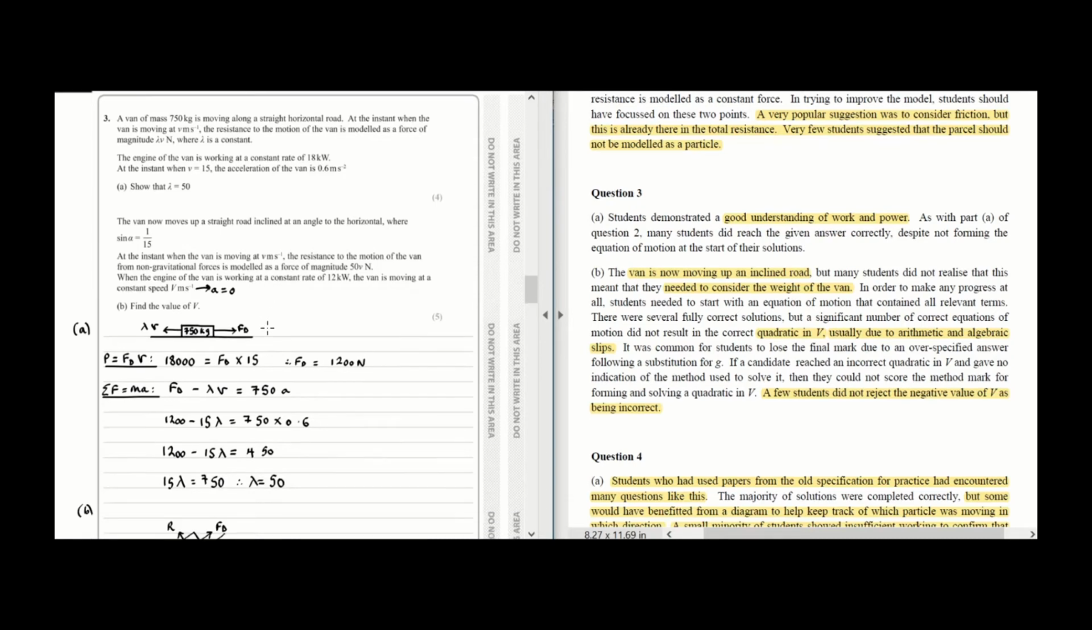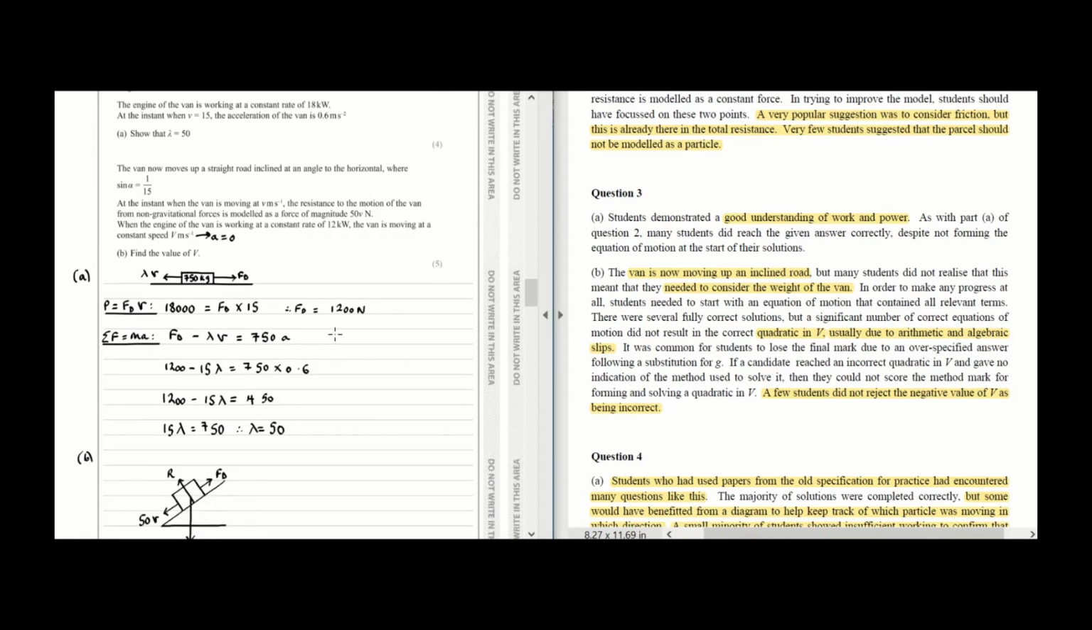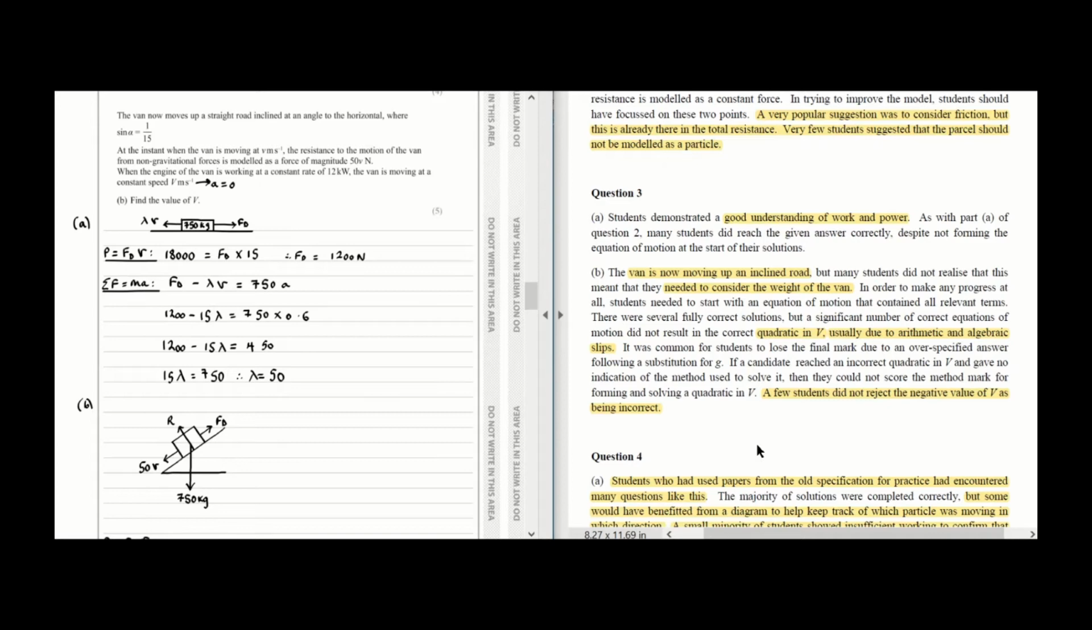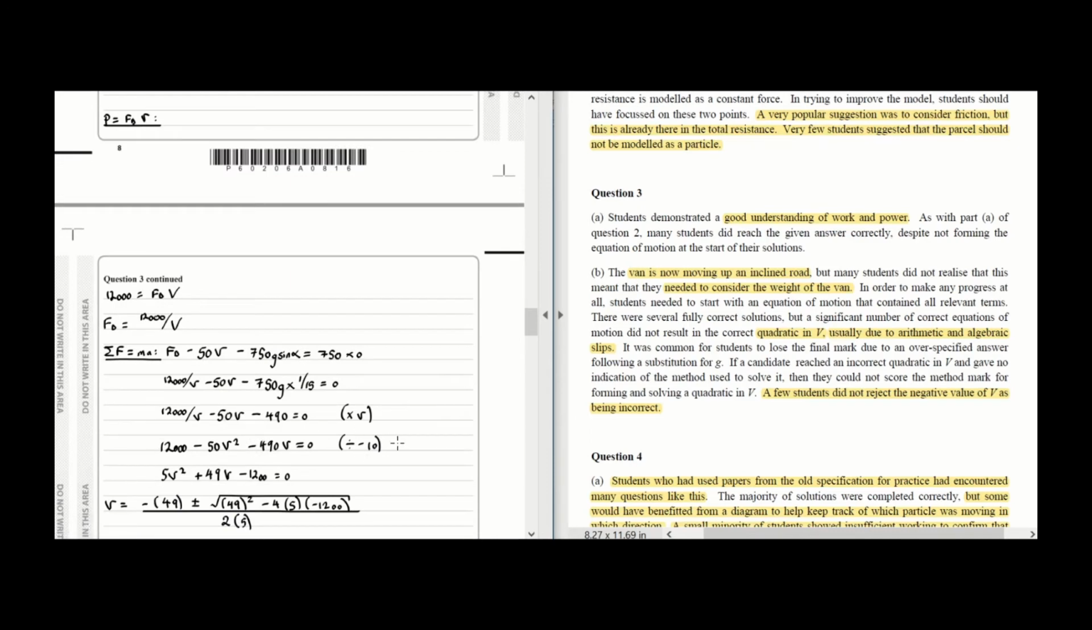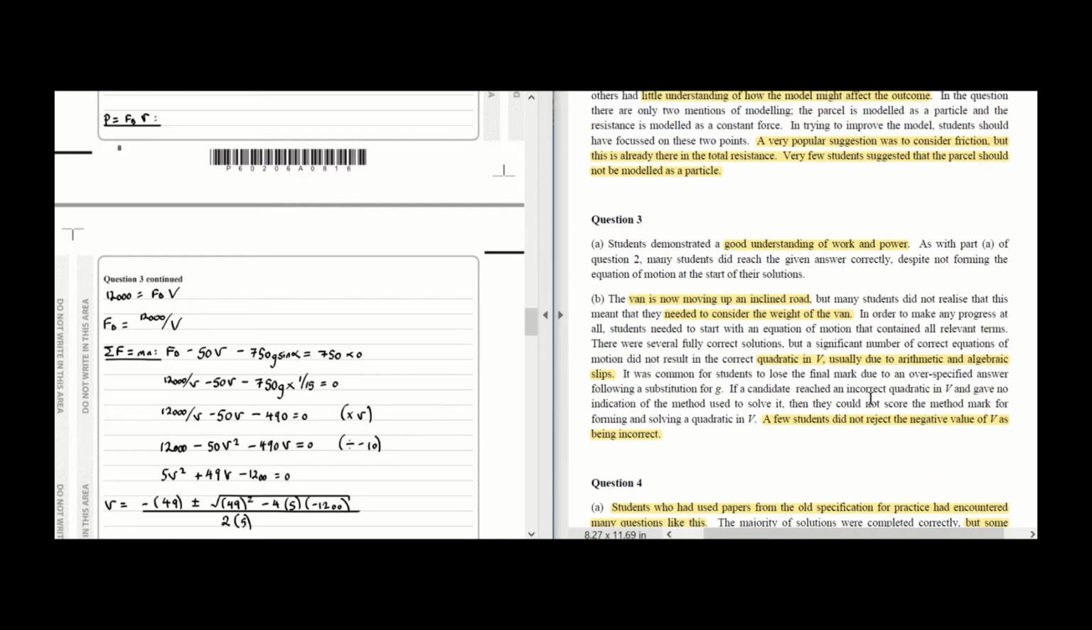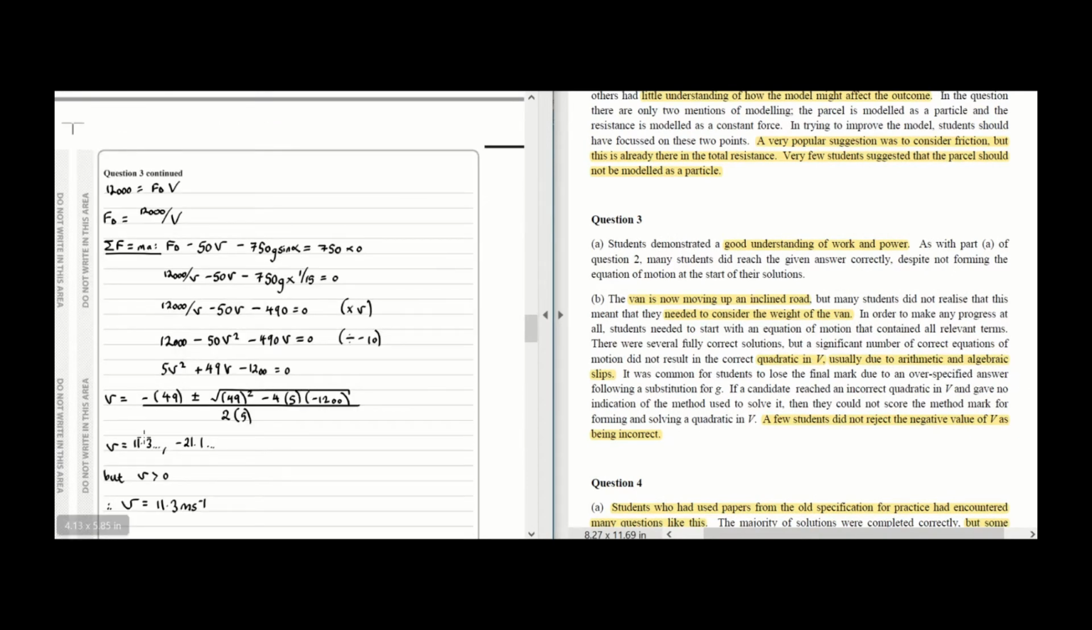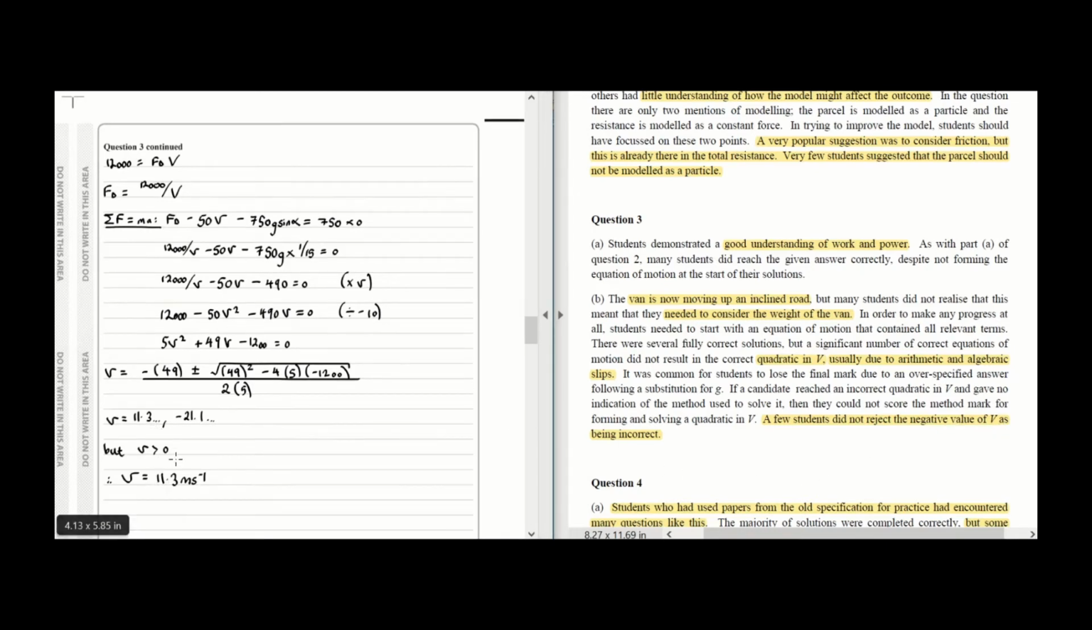Part B, that was also done pretty well, but the only thing is, because the van was inclined at an angle of theta, you had to consider the weight of the van, and eventually you should be able to reach some sort of a quadratic in terms of V. Some people did not reach that quadratic, and that was because of mistakes in algebra. And a positive and a negative solution. Some people did not reject the negative value of V being incorrect, and I think I talked about why V needs to be positive, because we need positive power.